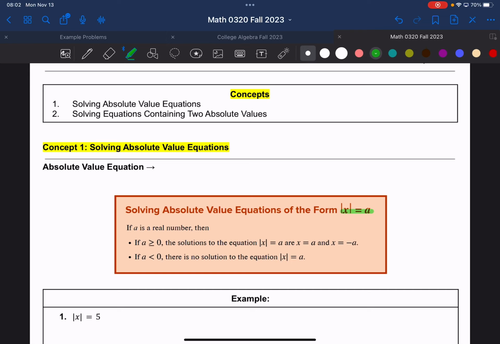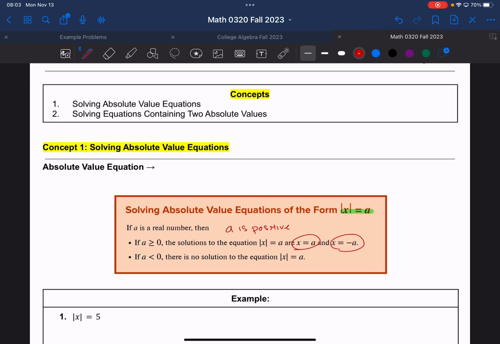It says if a is a real number, then if a is greater than or equal to 0, so a positive value, the solutions to the absolute value of x equals a are going to be x equals a or x equals negative a. So this is stating that if a is positive, these are our two possible answers: positive a or negative a.